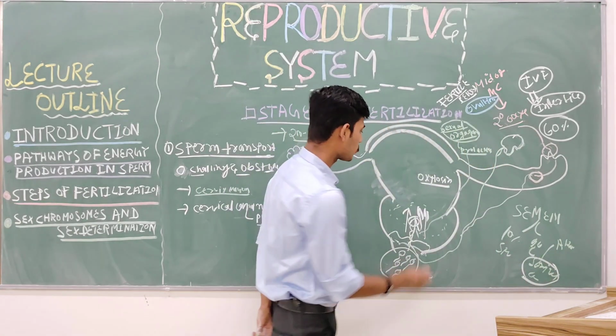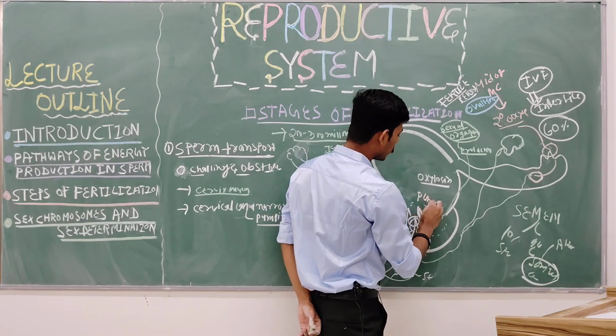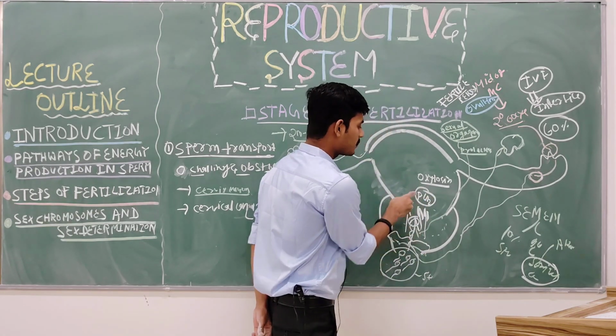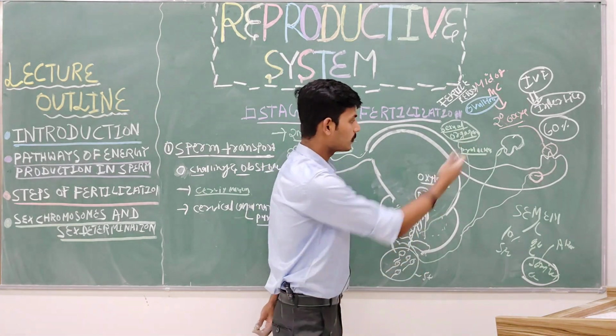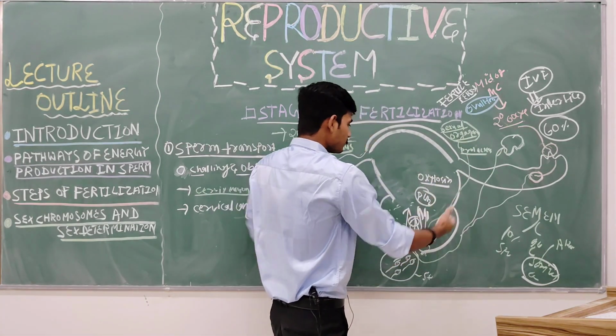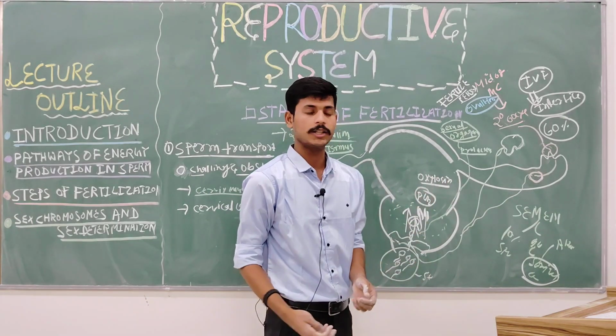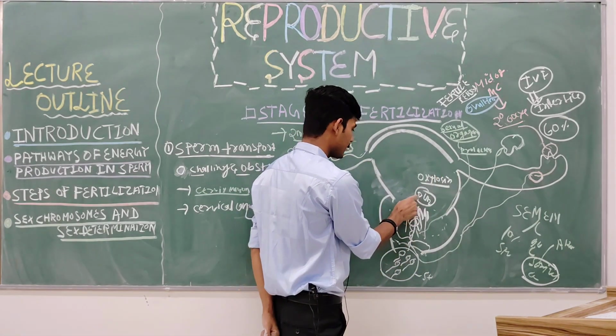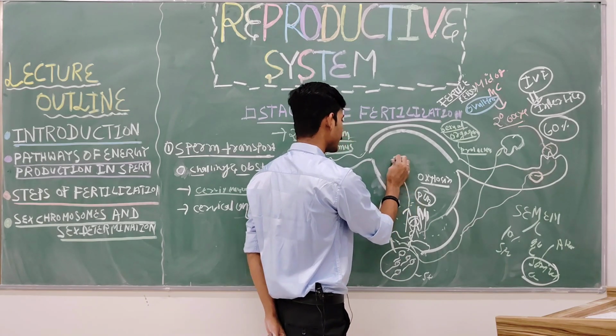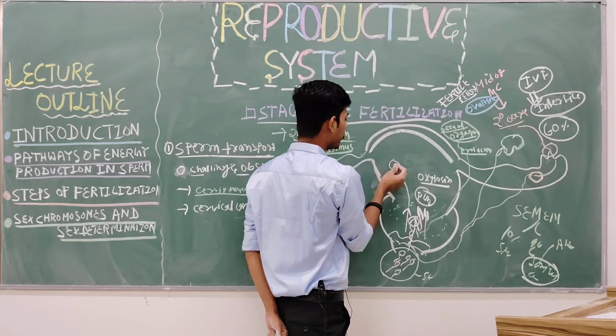Are you understanding? The prostaglandins, PG2 molecules. Okay, so this PG2 and oxytocin, which you can say is the native oxytocin of the female, they both induce the uterine contraction, and the sperm is ready to go ahead.